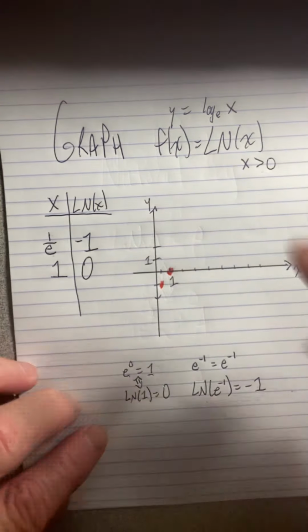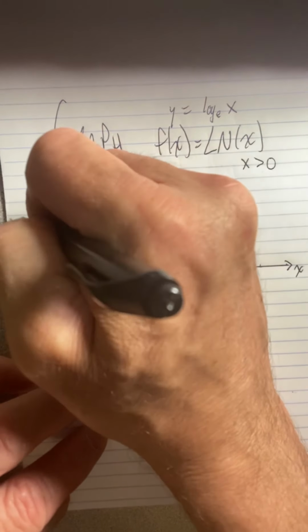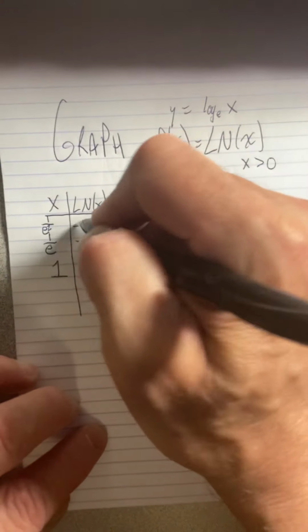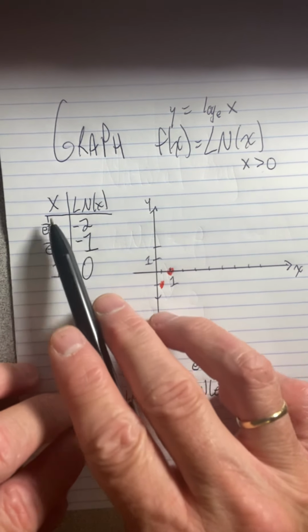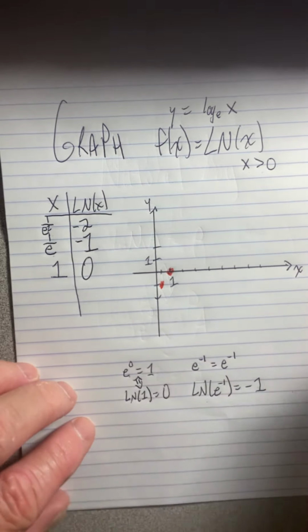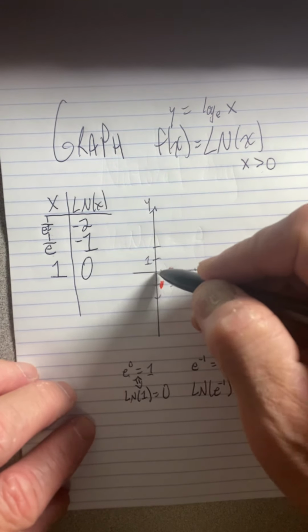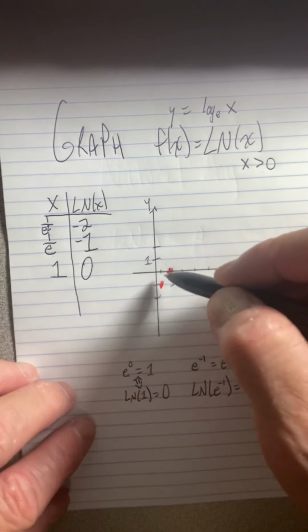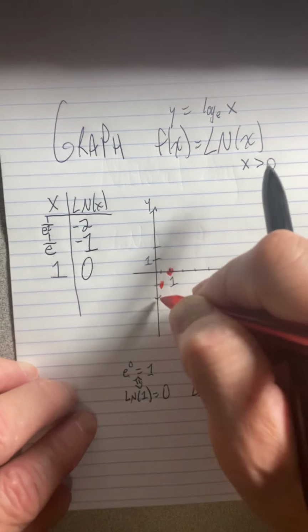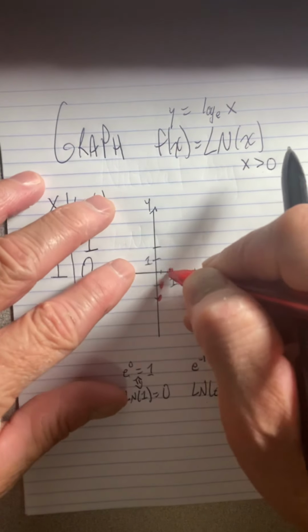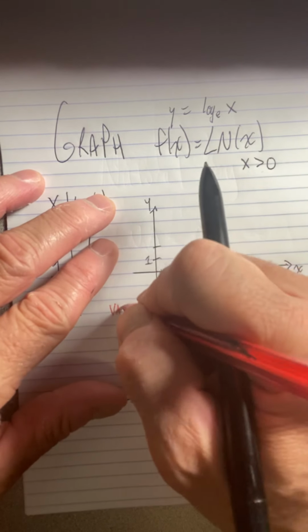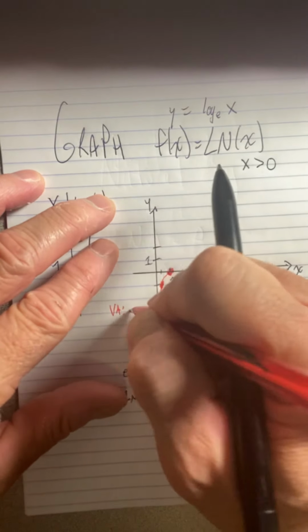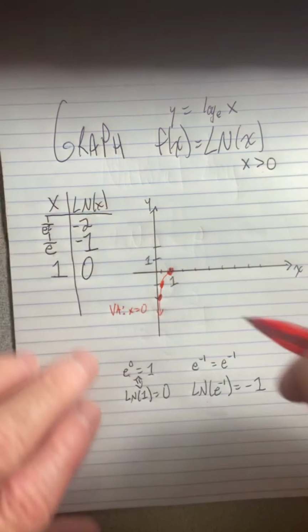Now we can play this game all day. I can put in 1 over e squared. Well, then that means I'm going to get negative 2, because negative 2 is the exponent you put on e in order to get 1 over e squared. So 1 over e squared is going to be even closer to 0. The closer I get to 0, the further down the graph is going to go. So I have a vertical asymptote. There's a vertical asymptote that is the y-axis, or we could say x equals 0.